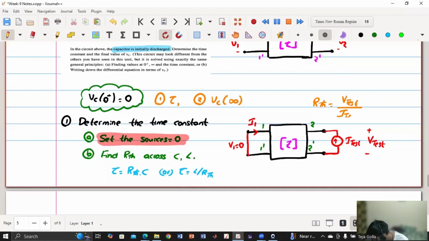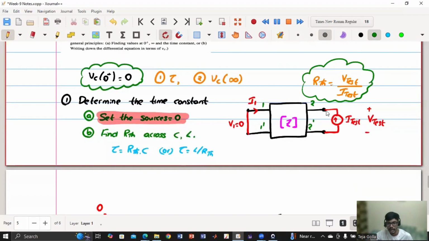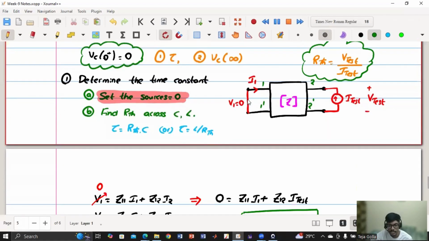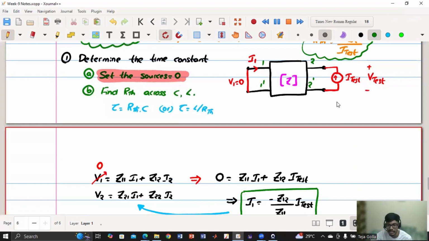I am not finding the parameters. Whatever you have said is to find the parameters, but I am not finding the parameters. I am finding the resistance at these two terminals, 2-2 dash, when the port 1-1 dash is shorted. Agree? Okay, sir. So that's why I am shorting this. And in this case, I have to find V test by I test.